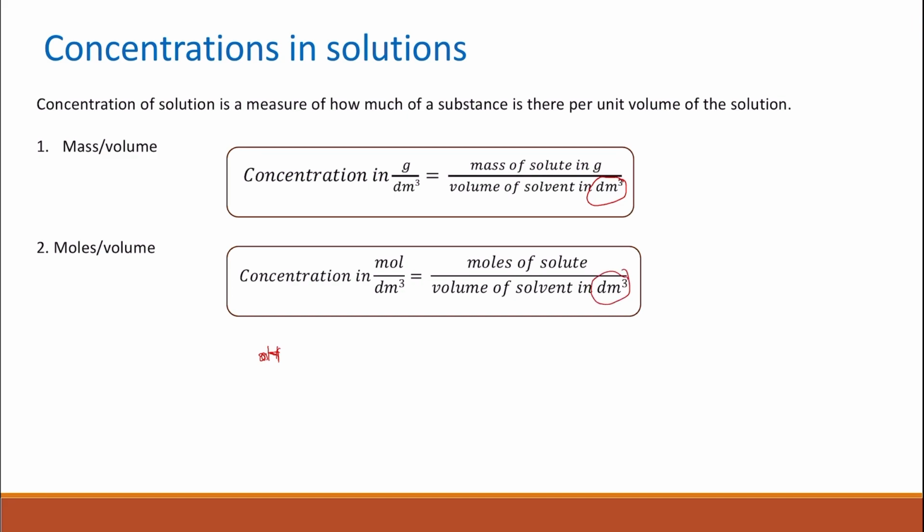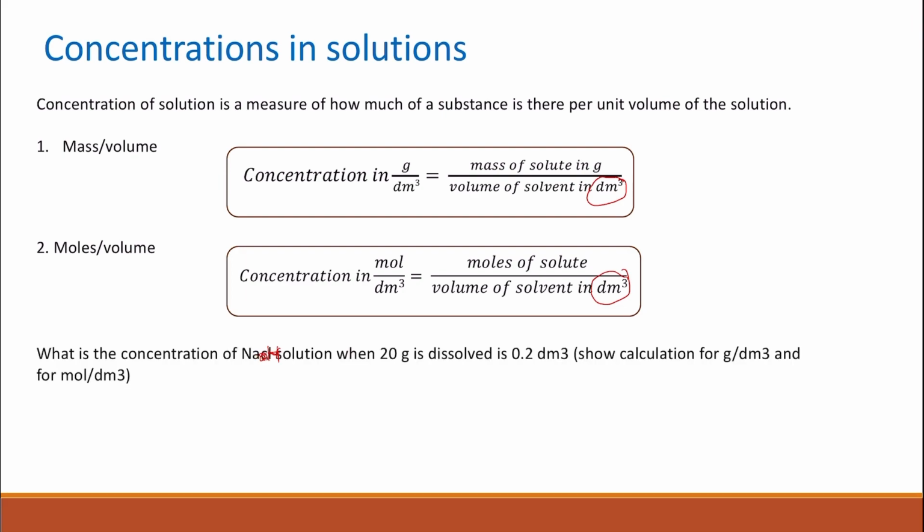So if the question gives you the volume in centimeter cubed, you have to change it first into decimeter cubed by dividing by 1,000. So as an example, what would be the concentration of sodium hydroxide solution when 20 gram of sodium hydroxide is dissolved in 0.2 decimeter cubed? Show calculation for both gram per decimeter cubed and for mole per decimeter cubed.